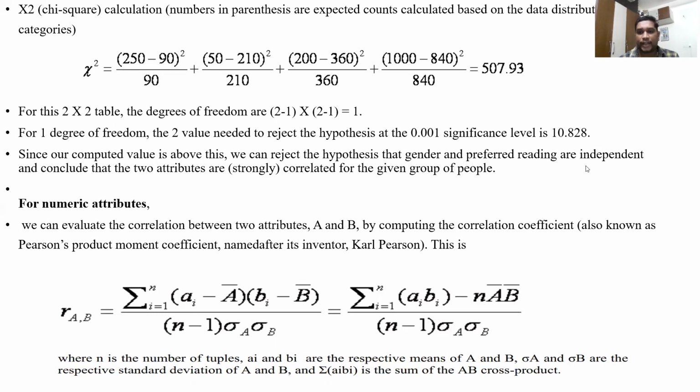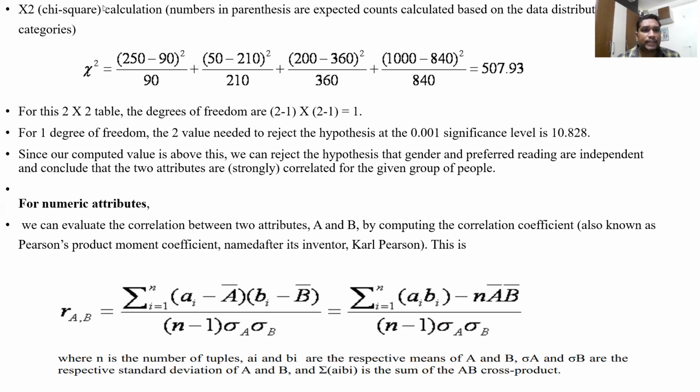Gender and preferred reading are not independent, and we conclude that the two attributes are strongly correlated for the given group of people. If we get a strongly correlated result, then there should be some redundant data. If that does not happen, then some duplication of data will be considered.